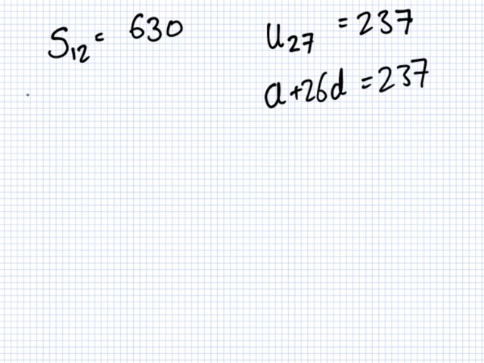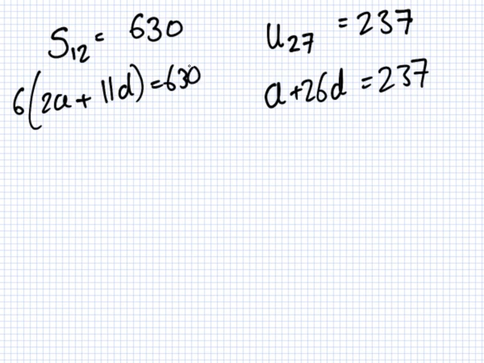And here you can say N over 2 times 2A plus N minus 1 D should equal 630. So here you can say 2A plus 11D equals 150, yeah.